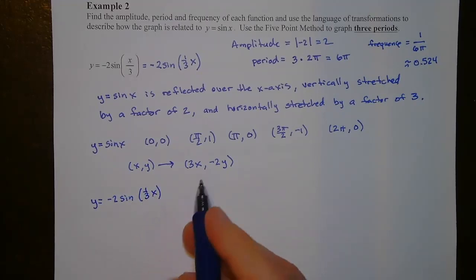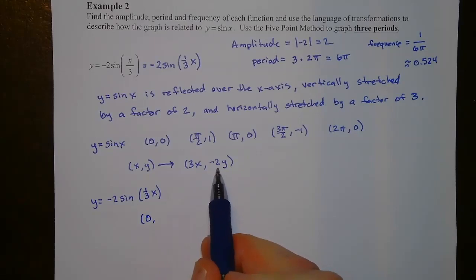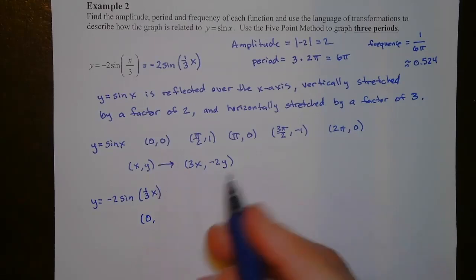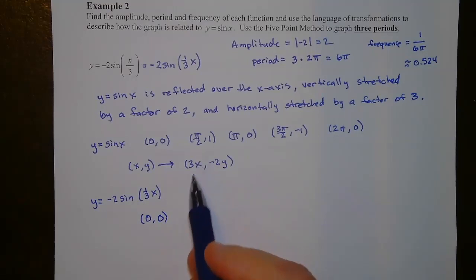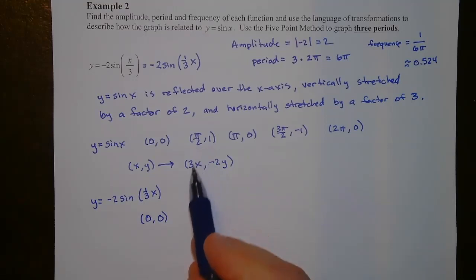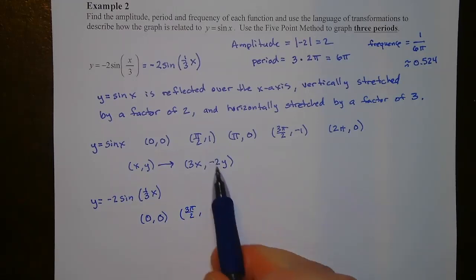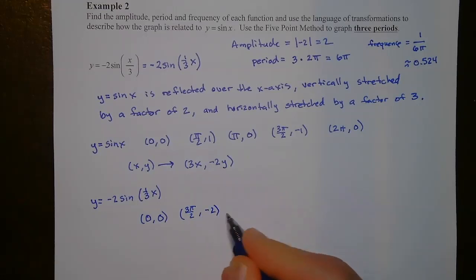Okay, the first point, I'm going to triple my x, so my first point is going to be 0. And then I'm going to multiply my y by -2, so 0 times -2 is still 0. And then I'm going to take the next point, which is pi over 2 comma 1, and multiply my x by 3. So that becomes 3 pi over 2, comma, and I'm going to multiply y by -2. So 1 times -2 would be -2.